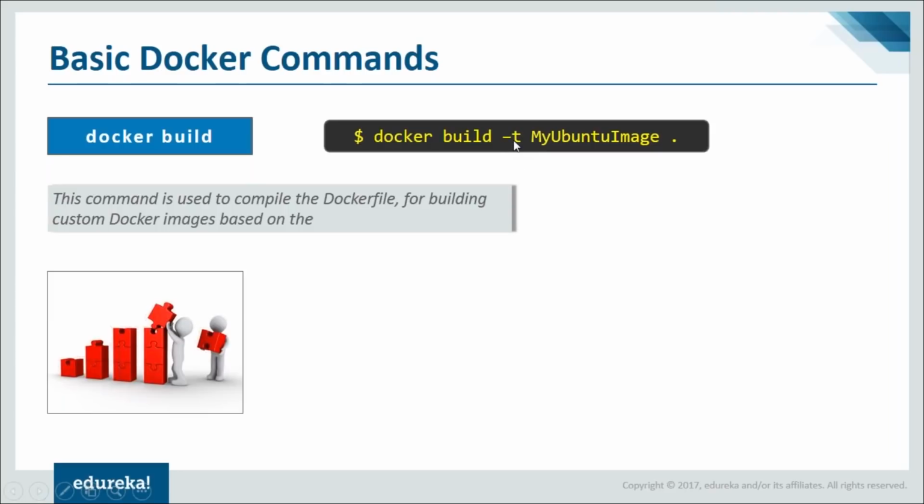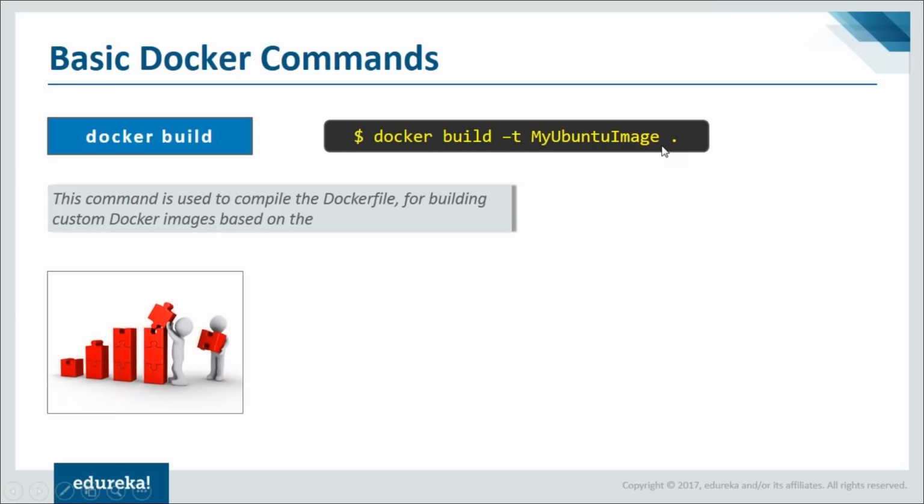The -t flag basically tells you that you can give your own name with a tag for the image which you're building, because this image is going to be your image. You're custom building this image, so when you custom build it, you can give it your own name, and that's what this is.